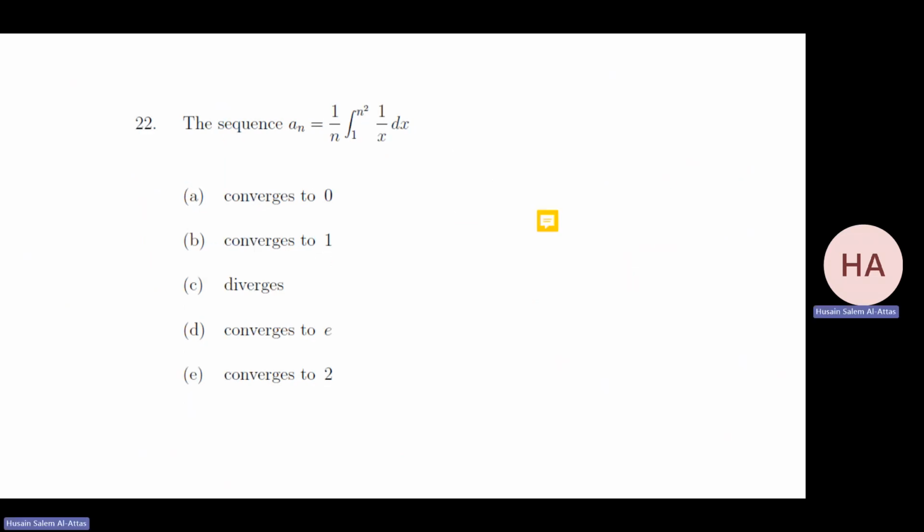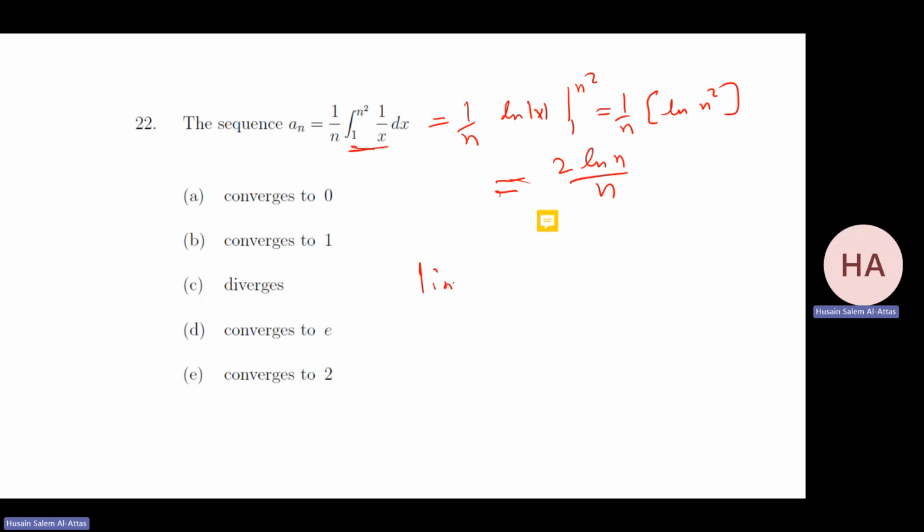This sequence, 1 over n. Yeah, actually, you can do this. That will be 1 over n, and this integral is an easy one. It will be ln of the absolute value of x from 1 to n squared. And that will be 1 over n times ln n squared, minus ln 1, which is 0. That gives me 2 ln n over n.